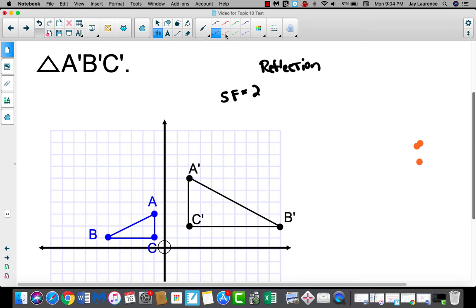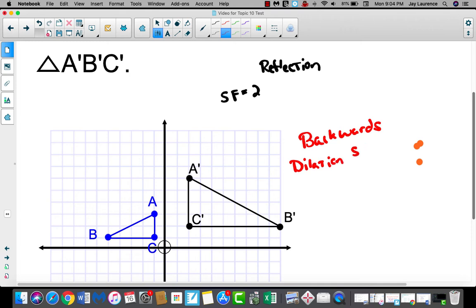Now, to get this right, I'm going to start backwards. I'm going to start with the black triangle, the larger one, and I'm going to work backwards. And to go backwards, the first thing I'm going to do is undo the scale factor. All right? Now, since none of these points line up with each other, I'm going to assume that it was centered at the origin. So I'm going to do a dilation.